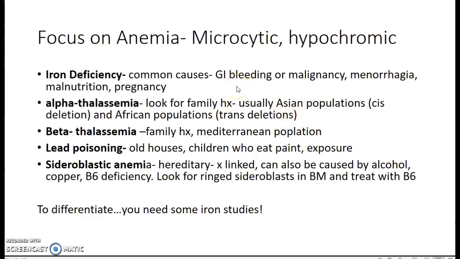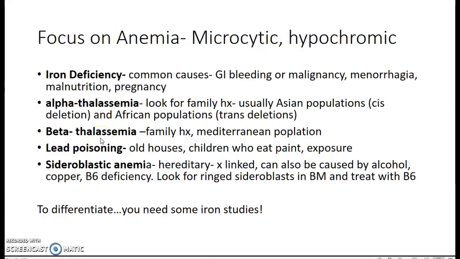Iron deficiency, you think about GI bleeds, some with cancer, like a colon cancer. Women of reproductive age, you want to think about menstrual bleeding, malnutrition. Pregnancy, you actually get a kind of an iron deficiency anemia as well as dilutional anemia, as you guys learned. Alpha thalassemia, family history. We'll talk more about this, but Asian populations have the cis deletion. African populations tend to have the trans deletions. So the Asian populations can get a little bit more severe anemia. Beta thalassemia, also look for that family history, more of a Mediterranean population.